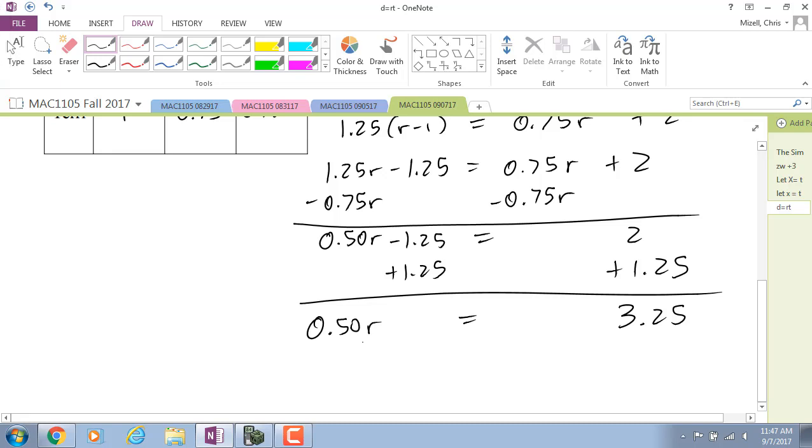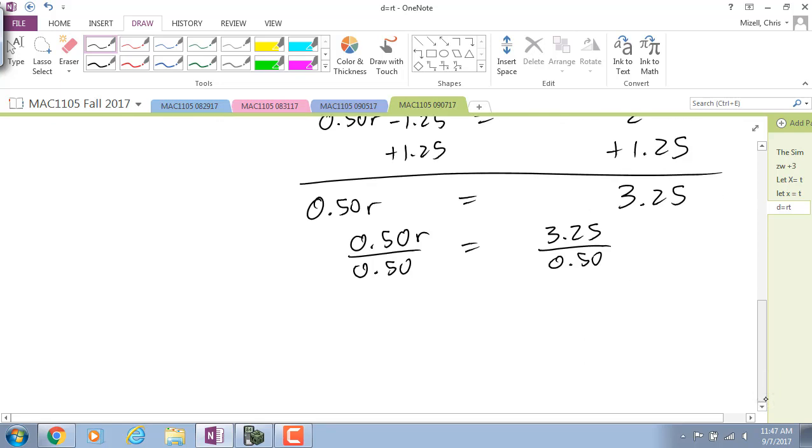Calculate the value of r by dividing both sides. I kept that 0, didn't I? I really thought I was going to let it go, but I just didn't. Divide both sides by 0.5 or 0.50. And r is its rate. So miles per hour. How many miles per hour? 6.5 miles per hour.